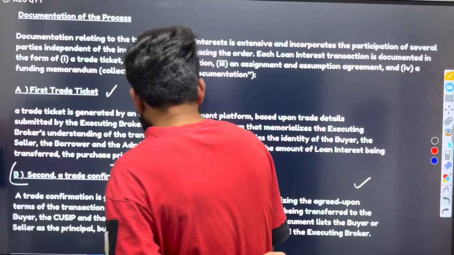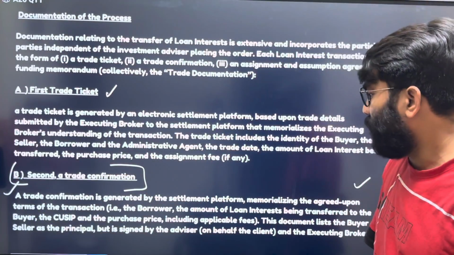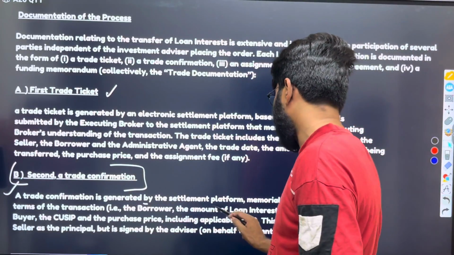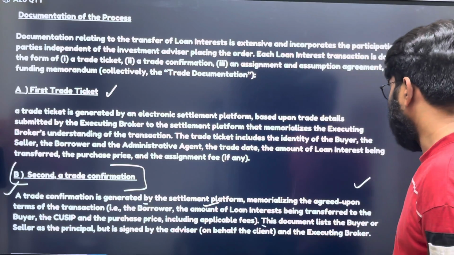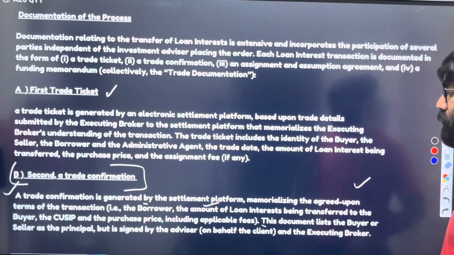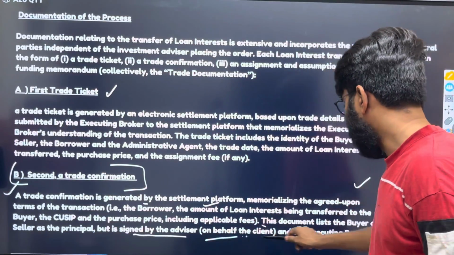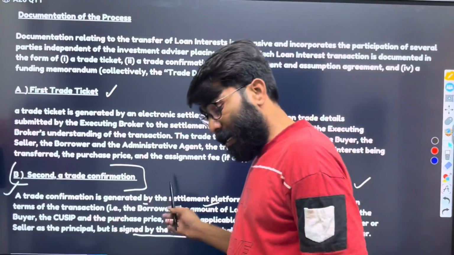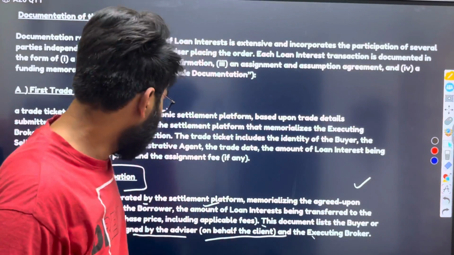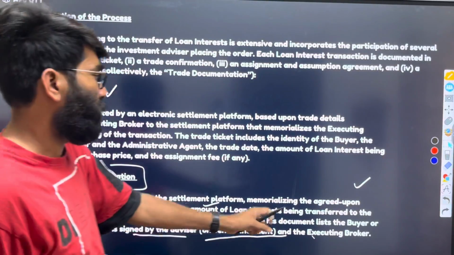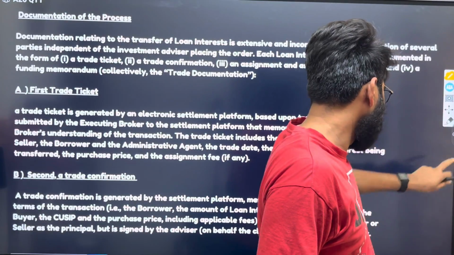So let me tell you this. The second agreement would be the trade confirmation, which is generated by the settlement platform. Again, the important point is that this document lists the buyer or seller as the principal, but is signed by the advisor. The advisor signs on behalf of the client and executing broker, but buyer and seller information would be available on this agreement. Yes, that is the trade confirmation. Let me walk you through the other documents as well.